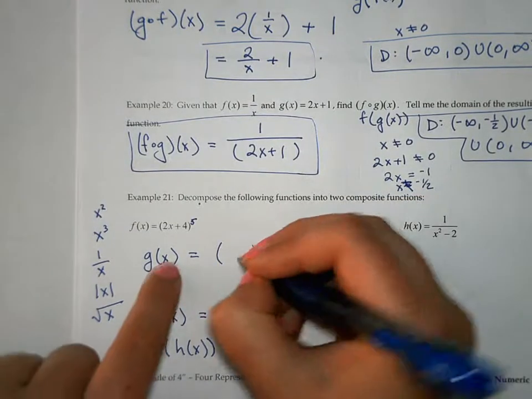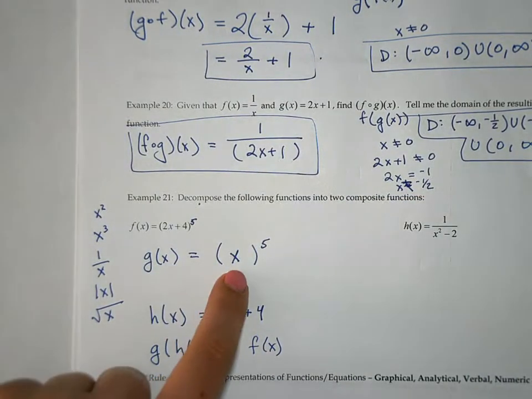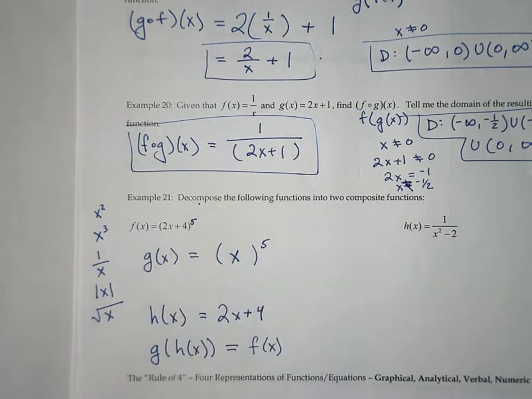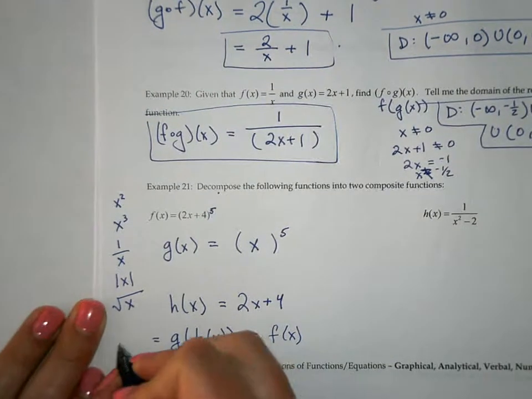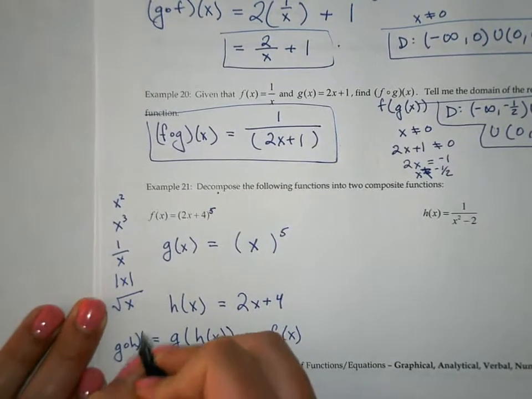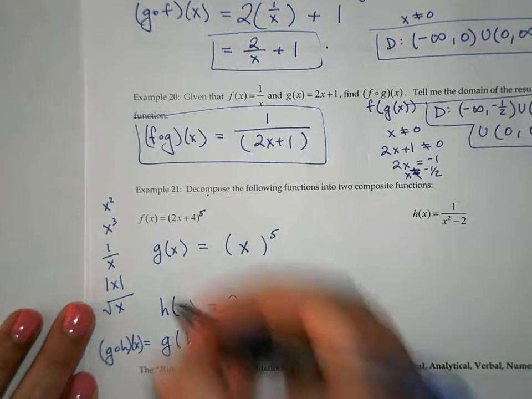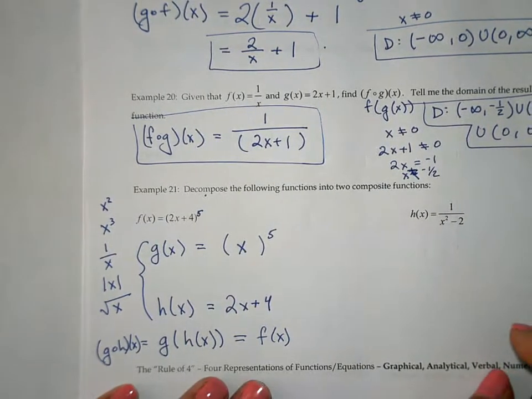So up here, can't just leave it blank. We do want an x, and that's a little weird for us, but you do want to put an x inside of there to say that's the function. This is what I put into that function. It got me the f of x. So you could say g of h of x, or you could also say g of h that way. That's one way that you could decompose this function.